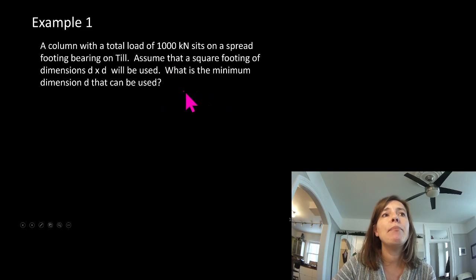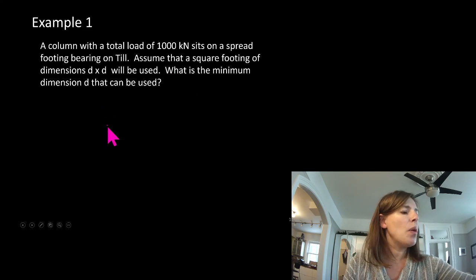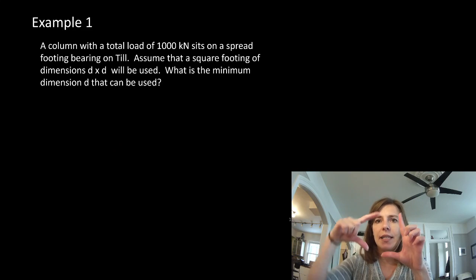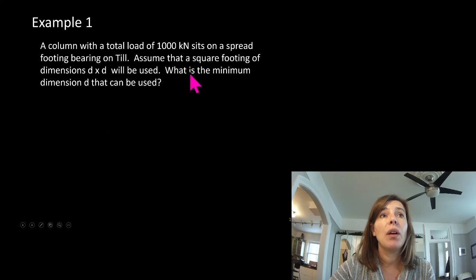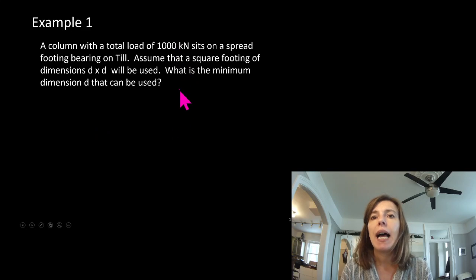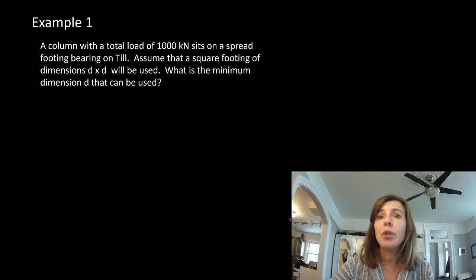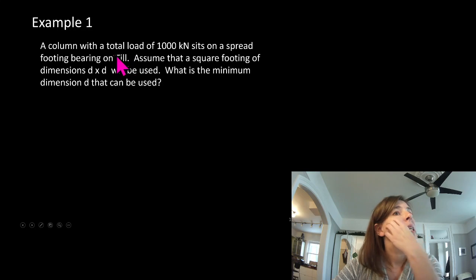So what is the minimum dimension of D that we can use? We know that we have a footing that is going to be square, so D times D is area. We know that BF equals PF divided by A. We have a load here of 1,000 kilonewtons. But if we substitute BR in for BF, we should be able to find out exactly what area we need. The only thing we don't know now is BR.